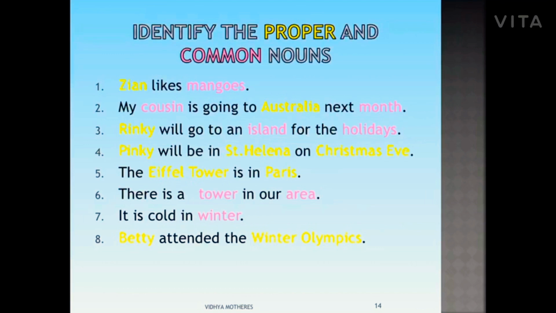Number 1. Zian likes mangoes. Zian is the specific name given to a boy, so it is a proper noun. Mangoes, names of fruits and vegetables, are common nouns. Second, my cousin is going to Australia next month. Australia, the name of a country or a city, is always a proper noun. Hence, Australia is a proper noun. Cousin, month are common nouns.